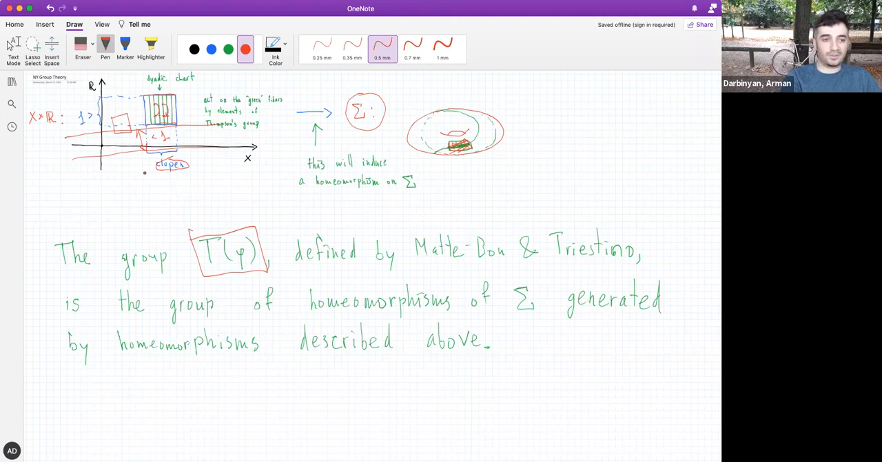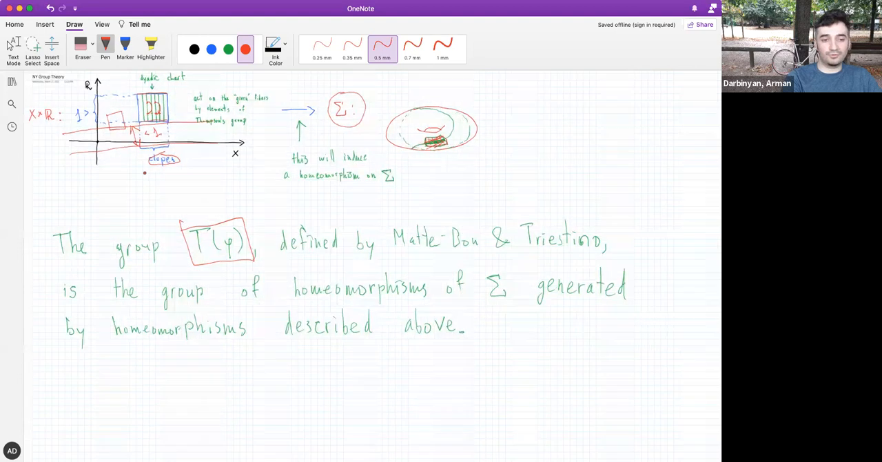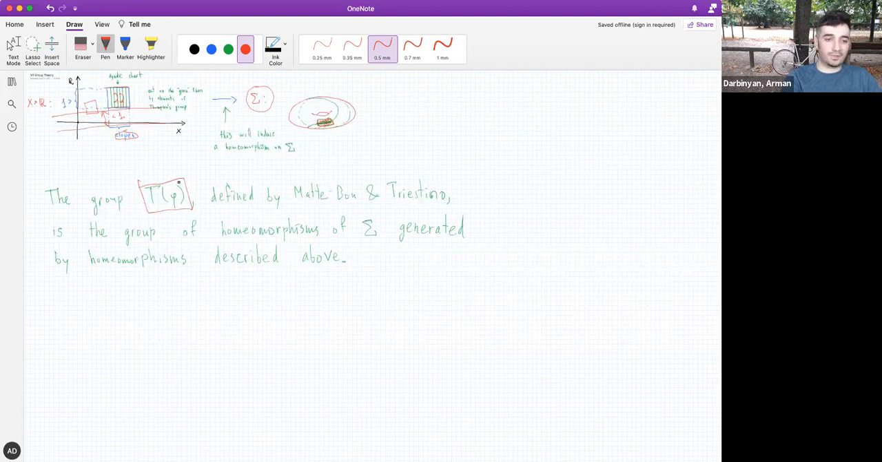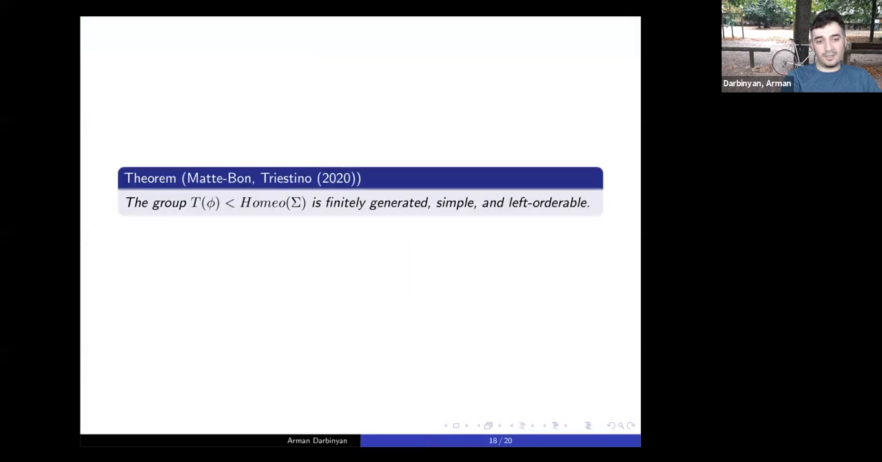I skipped, of course, some technical details about how to prove these properties for T phi. But in general, the insight is deep. However, the proofs are not very, very complex. Now I want to go back to the slide. And these are the theorems that I just mentioned.